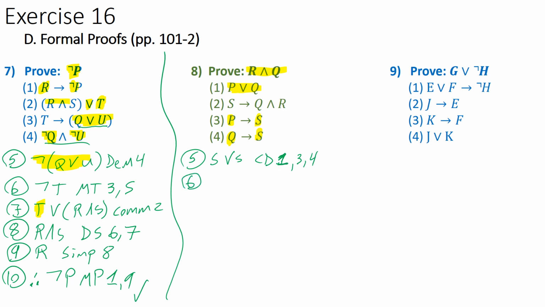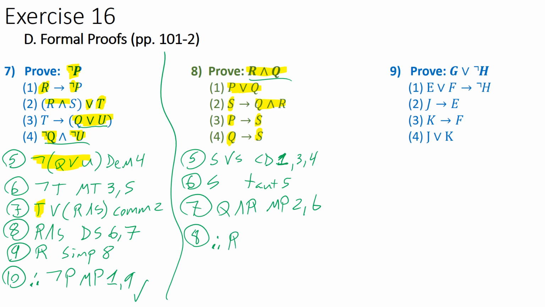So S must be the case because we have a tautology, line 5. And S appears in the antecedent to a conditional, so we could affirm that consequent. So for line 7, we have Q and R by Modus Ponens, lines 2 and 6. We want to prove R and Q. Well, we can do that, and we can justify that by the commutative rule. So therefore, R and Q, commutative rule, line 7.